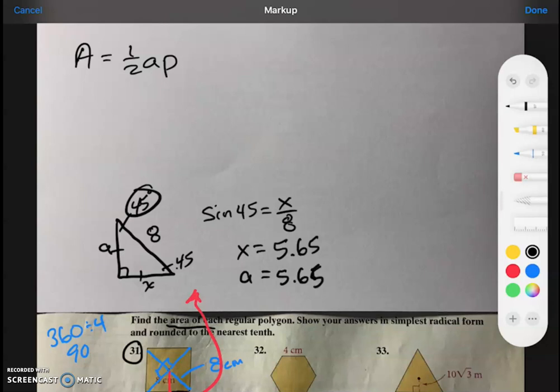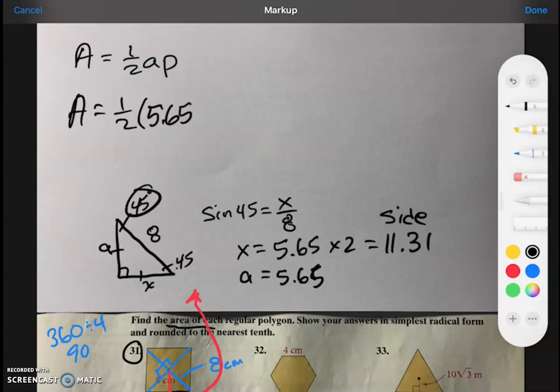Now I'm going to double this x here to get a side length. So if I multiply that by 2, I will get 11.31. And that's the length of a side because 2 of them down here make a complete side. So now I can figure out the perimeter. I got the apothem, 1/2 apothem, which is 5.65, and then the perimeter, which is each side is 11.31, and I'll multiply it by a 4-sided figure. And whatever this is calculates out to be.